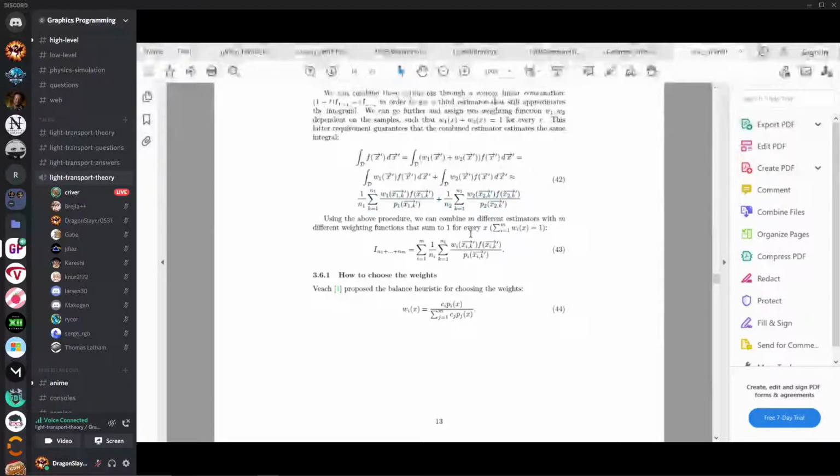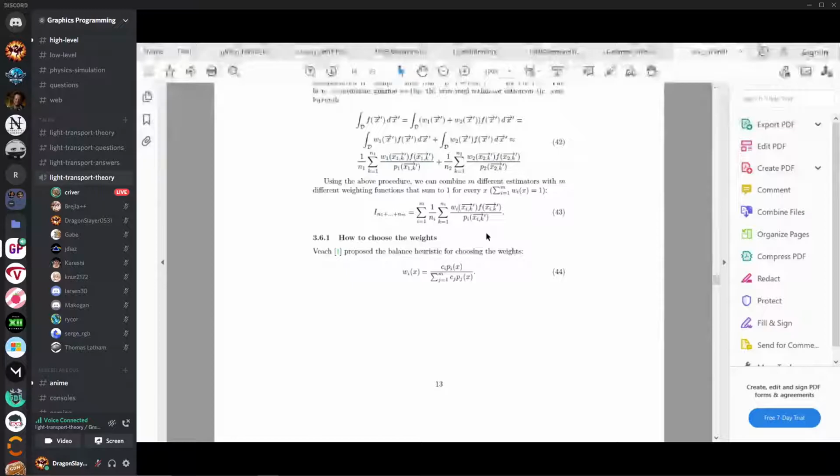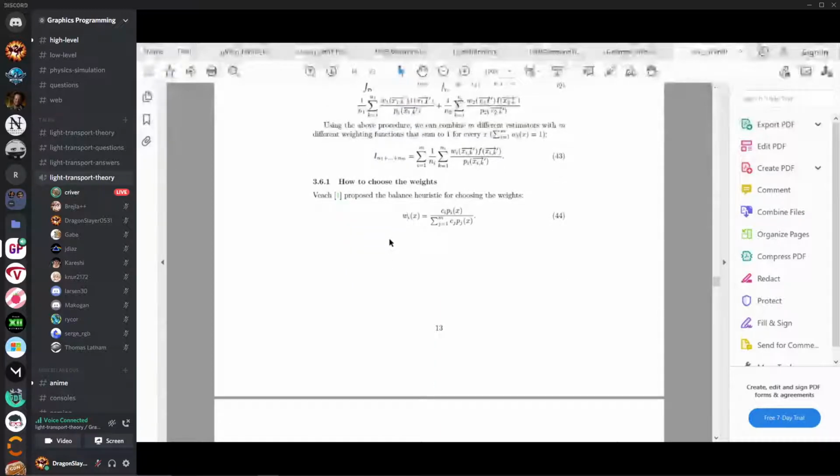Now you can do the exact same thing for M estimators. So you can see M estimators here, each with 1 over Ni samples, so each may have a different number of samples. And for each estimator, you have a weight Wi in the exact same way as we did it for two estimators. So how would you choose these functions, Wi?